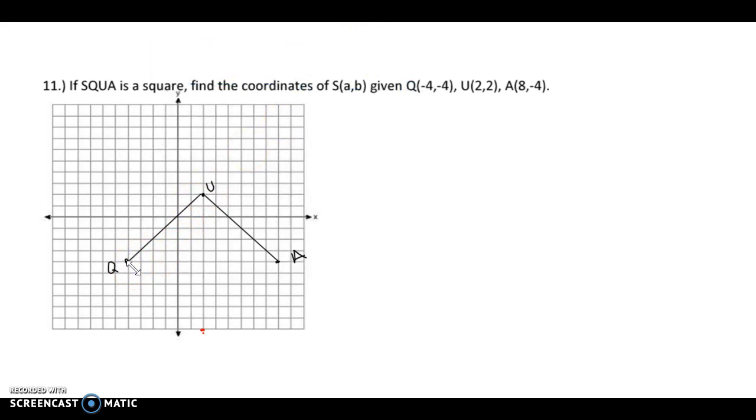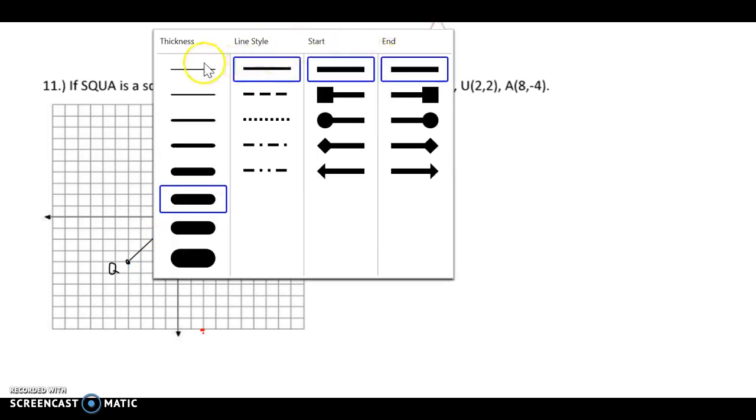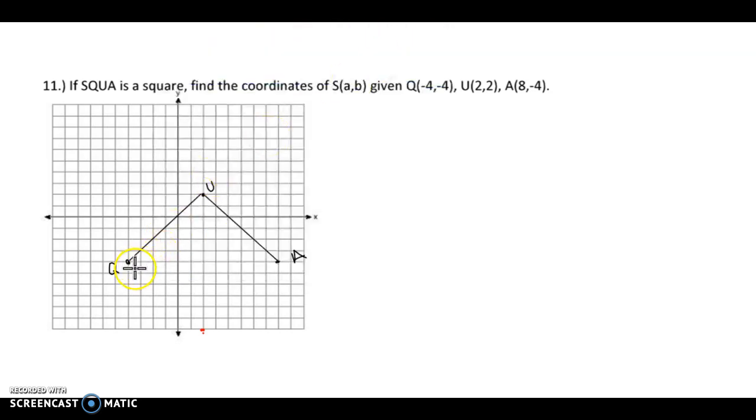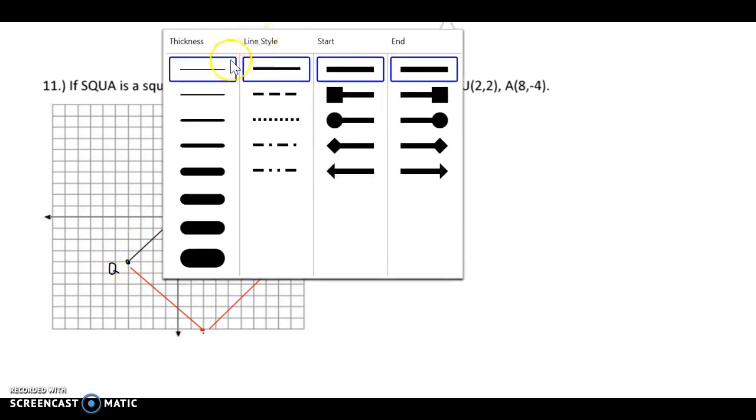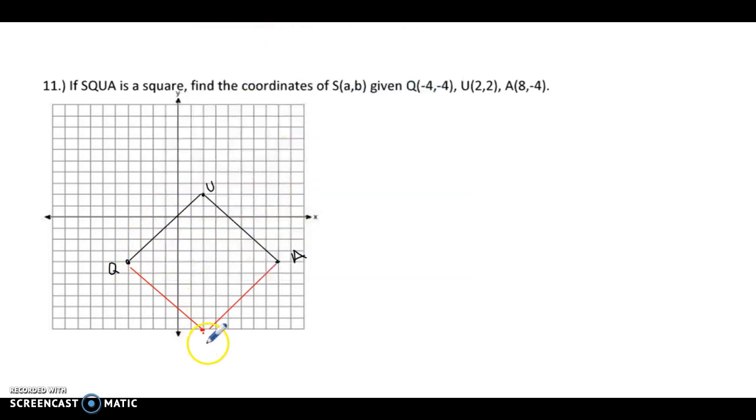So from here, whoops, hold on. Let me try that again. Here to here, and here to here. That should look like a square, hopefully. And so I'm going to just go ahead and label this as S. We have to make sure we write the point, the coordinates of the point, and it's 2, -10.